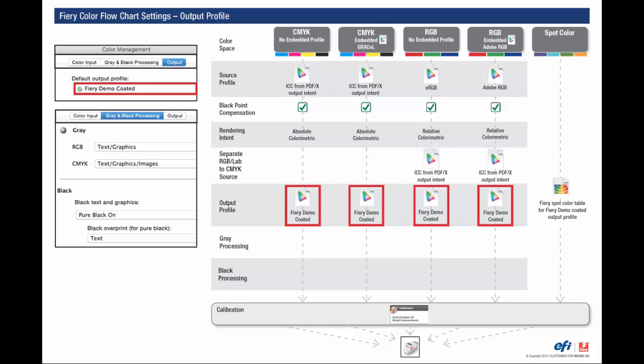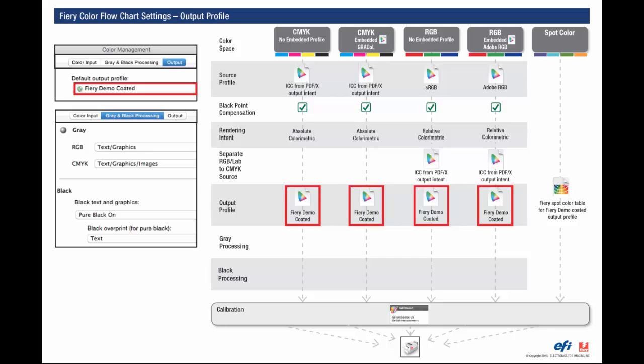The next tab in the Expert Settings lets me control the output profile for the Fiery. In this example, we've set the output profile to use Fiery Demo Coded, and you can see that that output profile is used for all the conversions of CMYK and RGB before we print. This is in fact good for demonstration, but a very poor workflow practice.